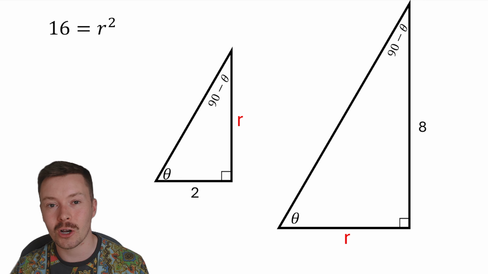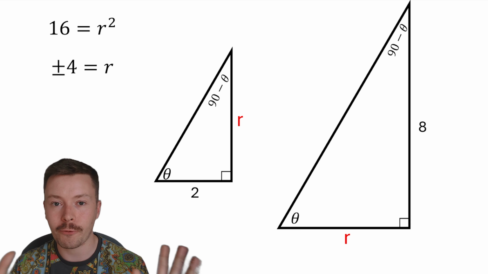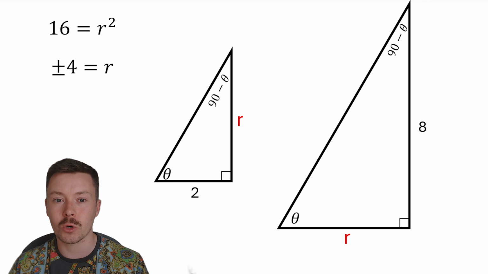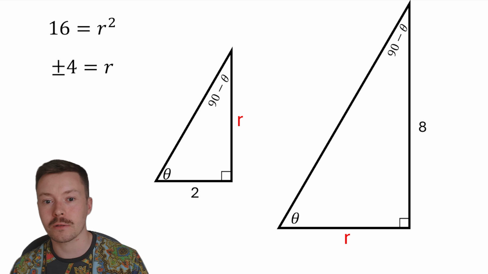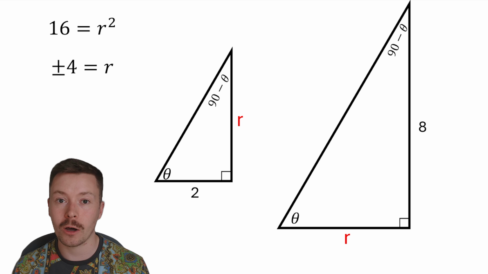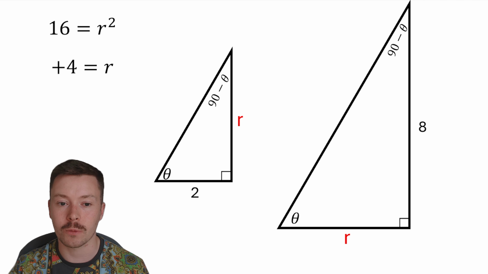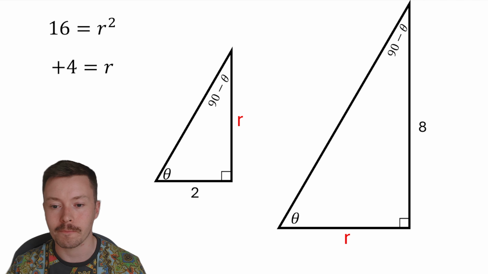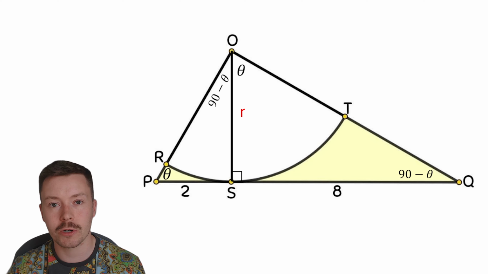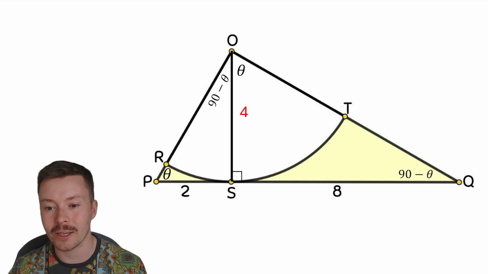Okay, so we get 16 is R squared, which, just focusing purely on it as an equation, when we square root both sides, gives us plus and minus 4. However, we are looking at the radius as a length, so the radius has to be positive 4. Okay. Let's go back to the original diagram. Let's put on the radius of 4.